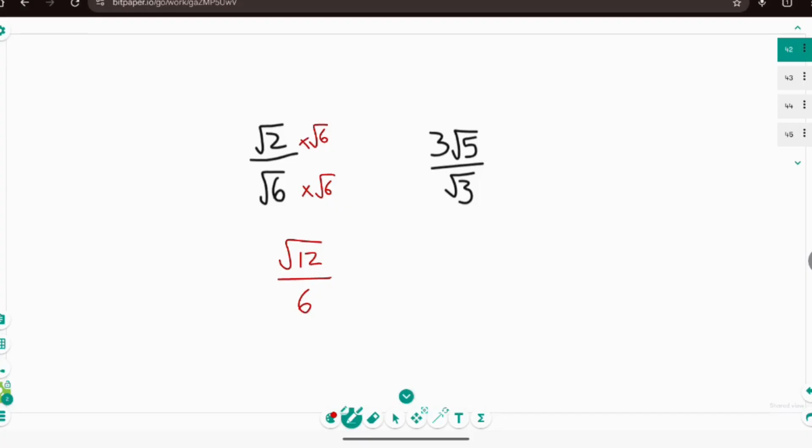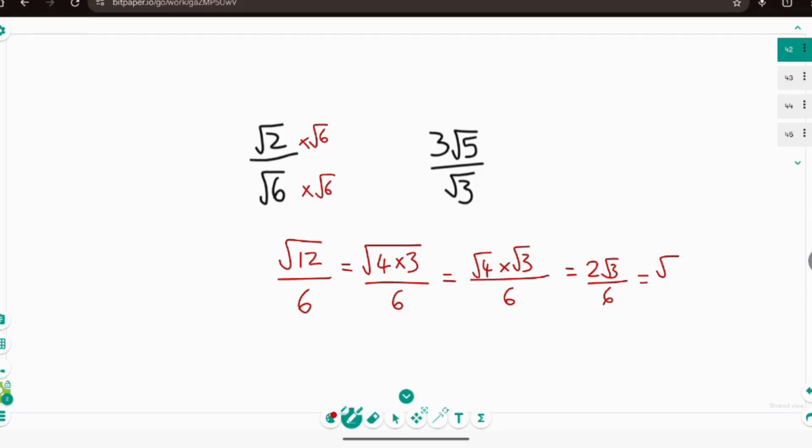Root 12, right? 4 is the highest square factor of 12. So I can make that into 4 times 3. Square root of 4 times the square root of 3. Square root of 4 is 2. 2 root 3 over 6. You can simplify 2 and 6 by dividing them both by 2, which should give you root 3 over 3.